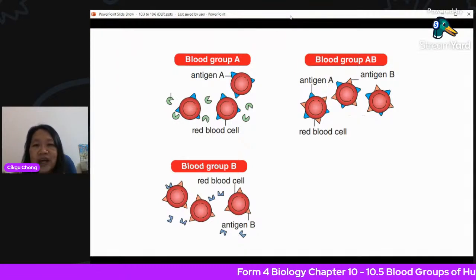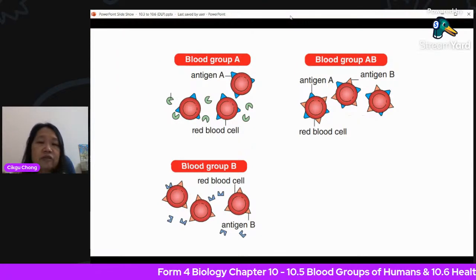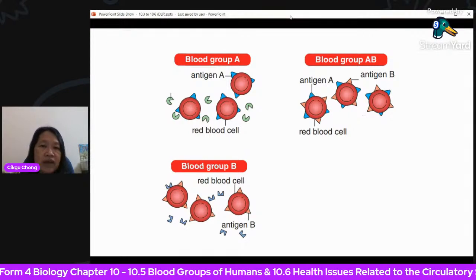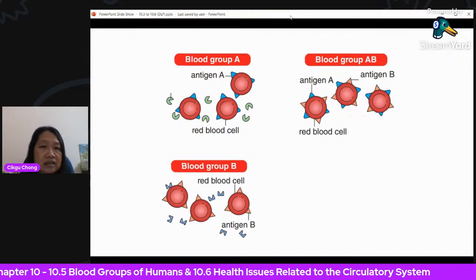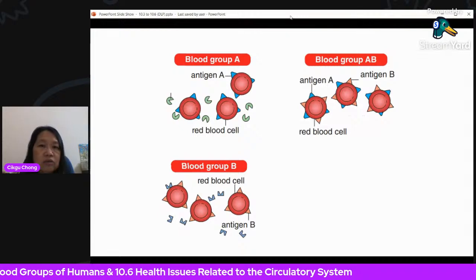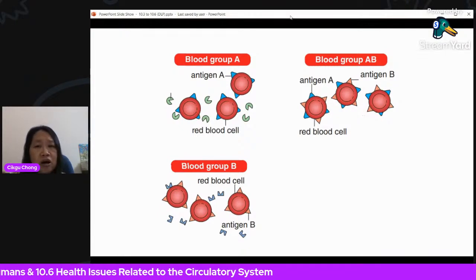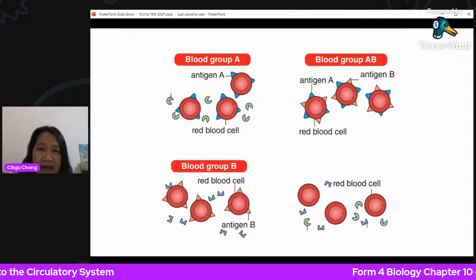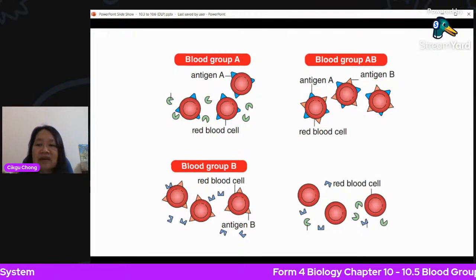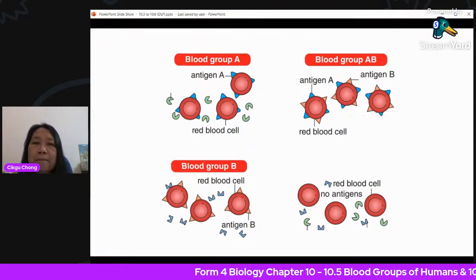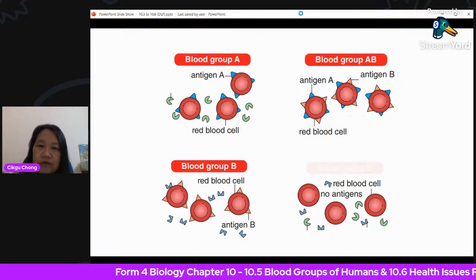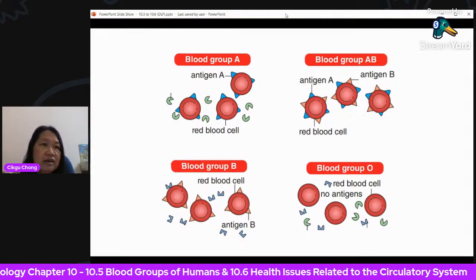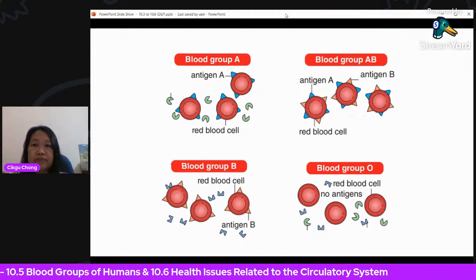That is wrong. Then scientists have also found that there is another group of people who do not have any antigen, neither A nor B. They don't have antigen A, don't have antigen B on the surface of the red blood cell. And these people are known as, I'm sure you have guessed it, blood group O. No antigen.